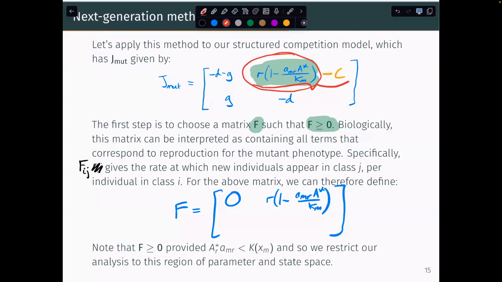Okay, yes. But like we're doing the 1 minus thing, right? For the competition with the AMR term. Yes. Shouldn't we put that in the other matrix?